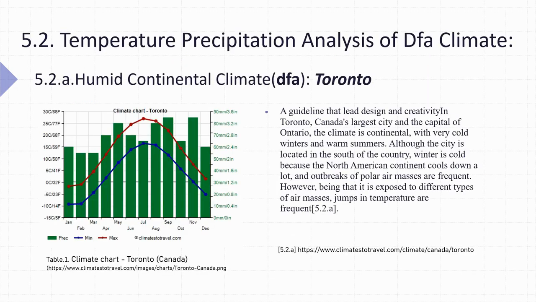We will continue with the DFA climate analysis, and DFA climate is humid continental climate, and I will give examples from Toronto. Here is the climate chart of Toronto, Canada's largest city and the capital of Ontario. The climate is continental, with very cold winters and warm summers. Although the city is located in the south of the country, winter is cold because the North American continent cools down a lot and outbreaks of polar air masses are frequent. However, being exposed to different types of air masses, jumps in temperature are frequent.